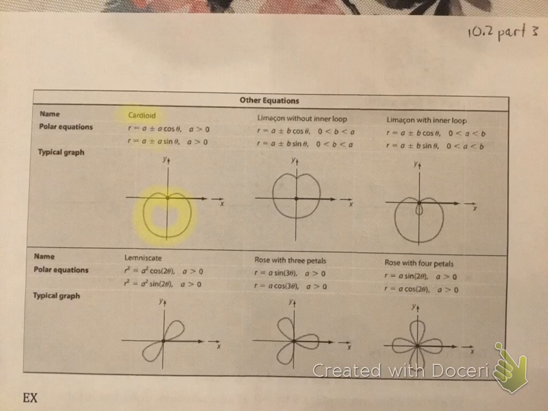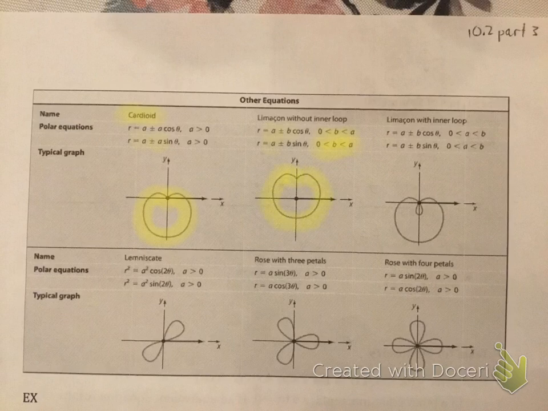The next one is a Limacon without an inner loop. So r equals a plus or minus b cosine theta, or r equals a plus or minus b sine theta, where a is a bigger value than b. That's what it says on those conditions here. So notice that a and b are not the same. If a is bigger than b, then we have the Limacon without the inner loop. So it kind of looks like a cardioid, but it's moved from the center.